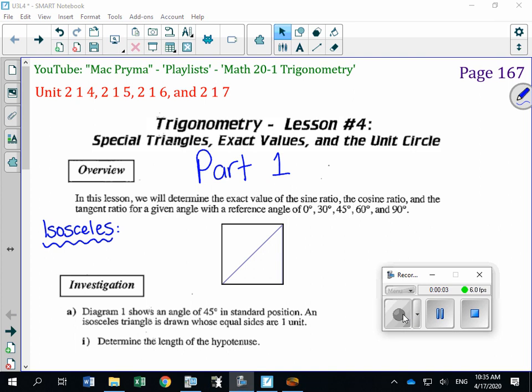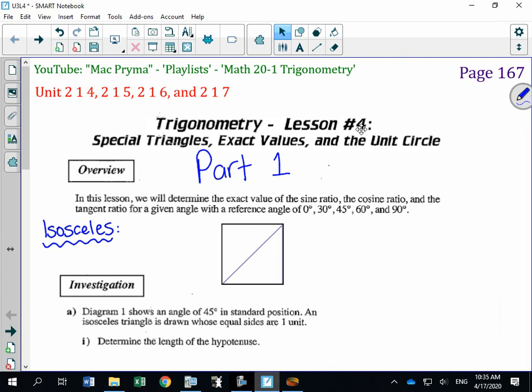Good morning, Math 20s. This will be one of two videos from lesson 4 in Trig, and this lesson is in your workbook on page 167. Again, just like the first 3 lessons, this is an extremely content-heavy lesson. So there is a lot that you're going to be learning in this lesson that you really need to have a good grasp and understanding of in order to be successful in 30-1 trig.